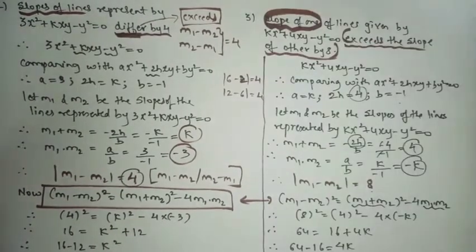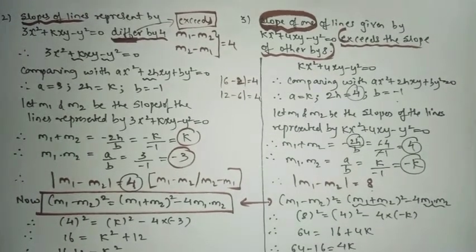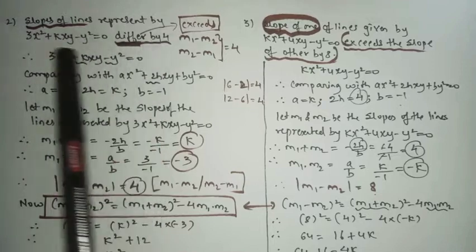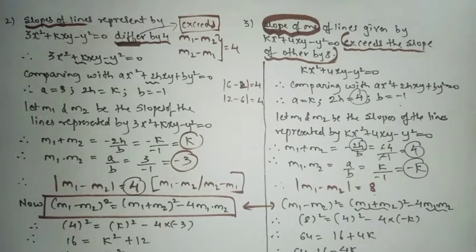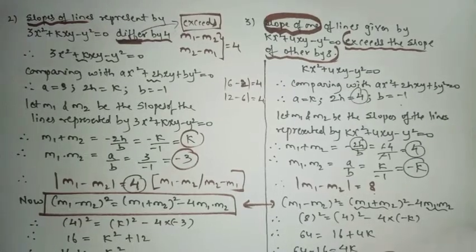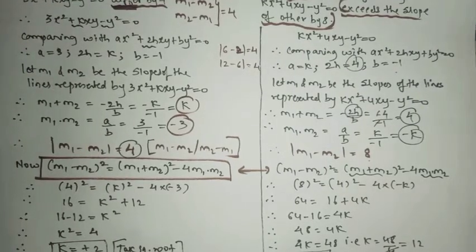So in this way you can find the answer of k using method number 1. As I said, method number 1 is applicable whenever the sum is based on the condition of the slope. Whenever we have to find the value of k and the condition is given, straight away you will apply method number 1. Got the point? I hope you understood how to find the value of k using method number 1.